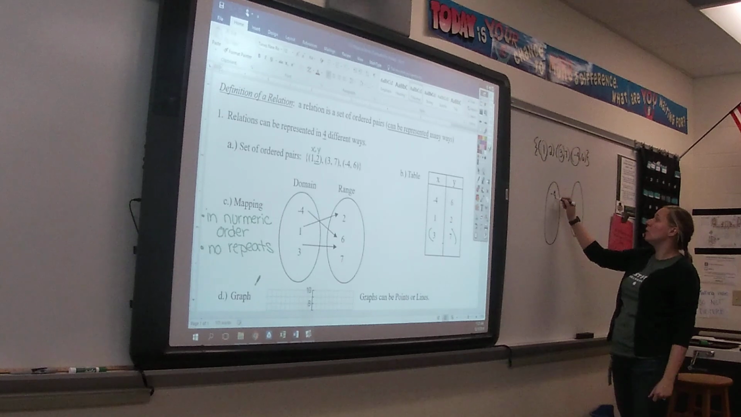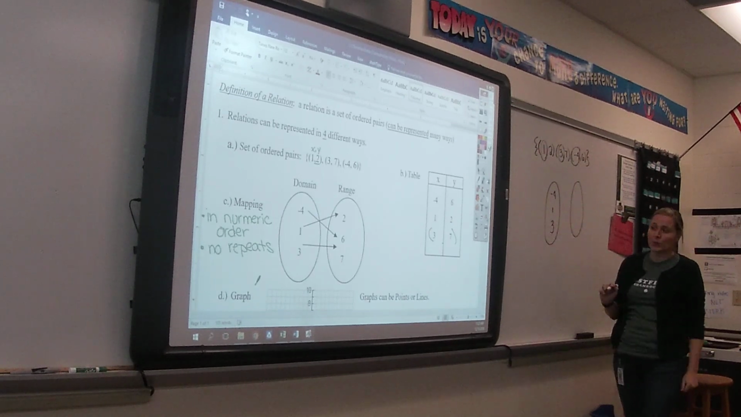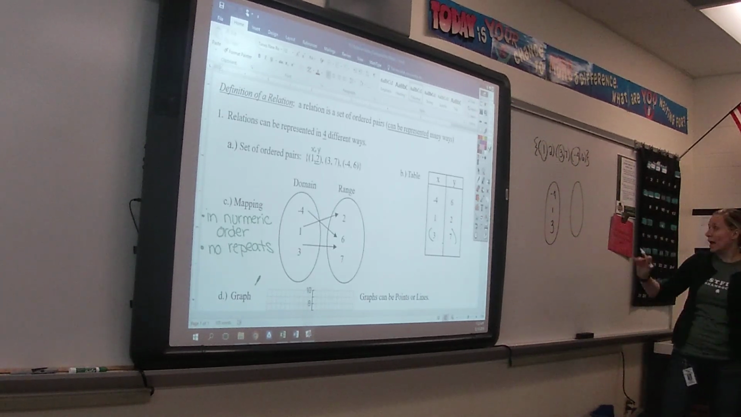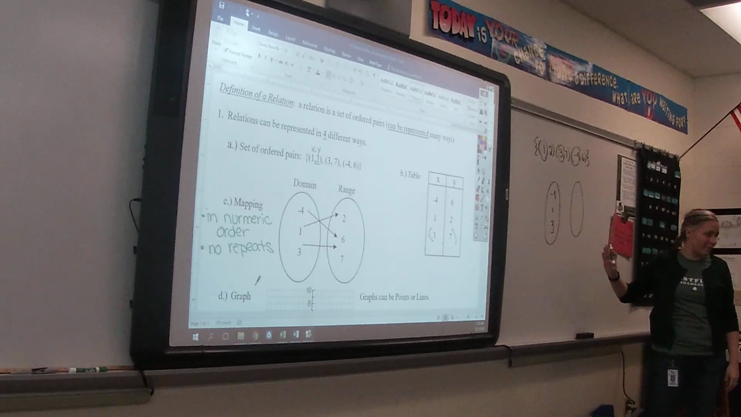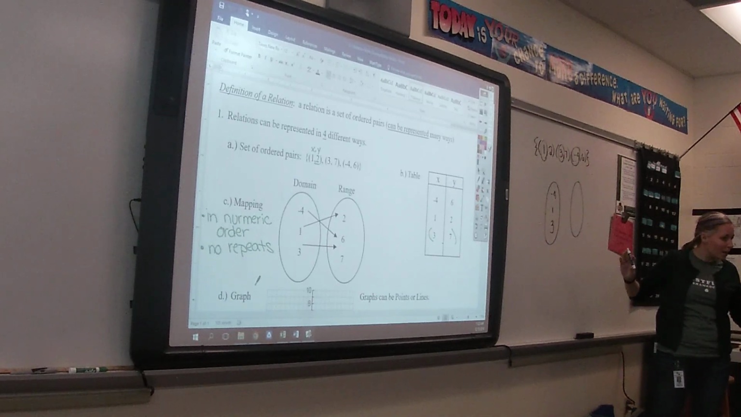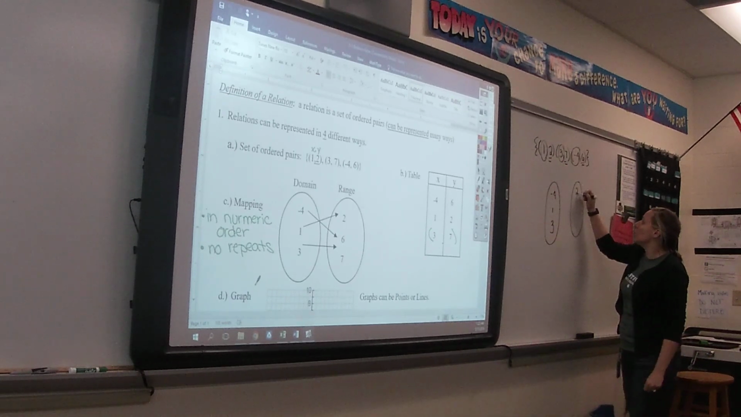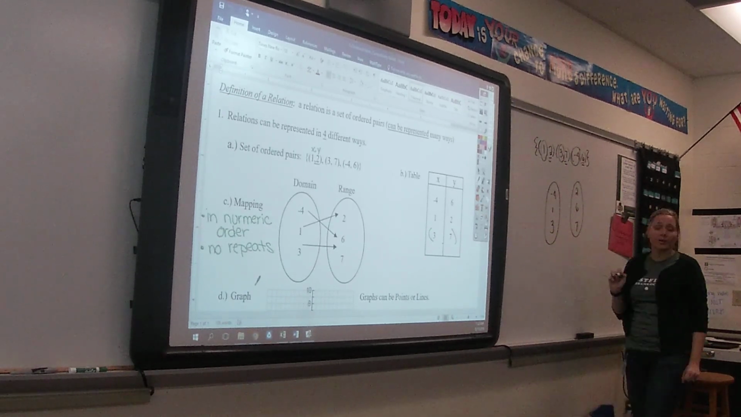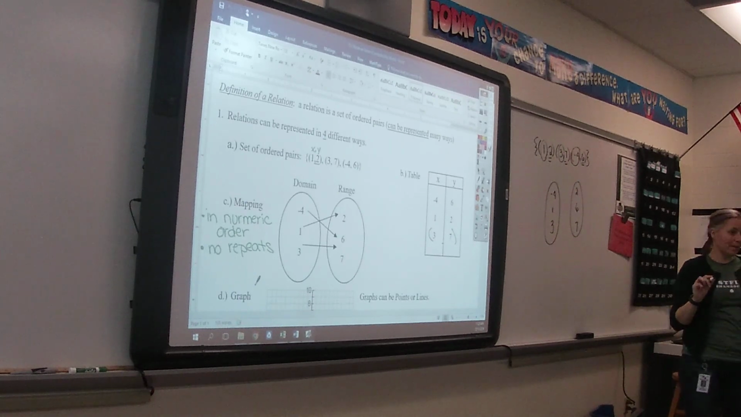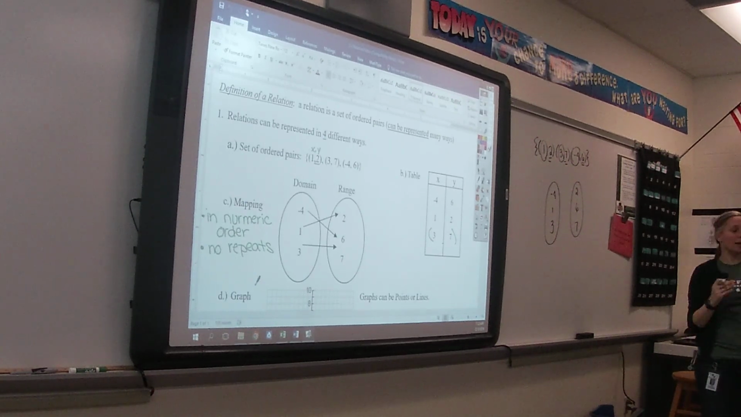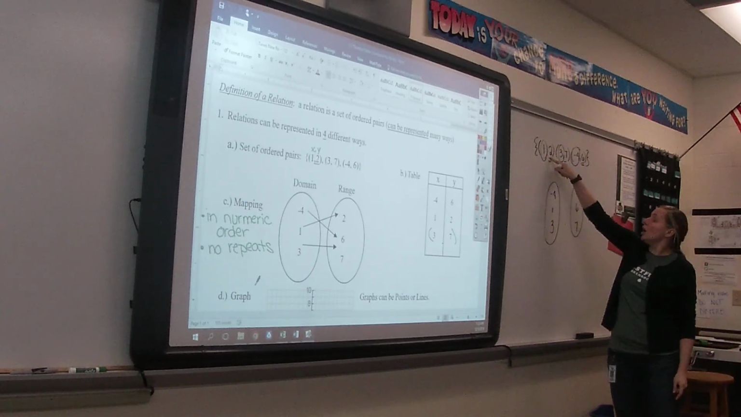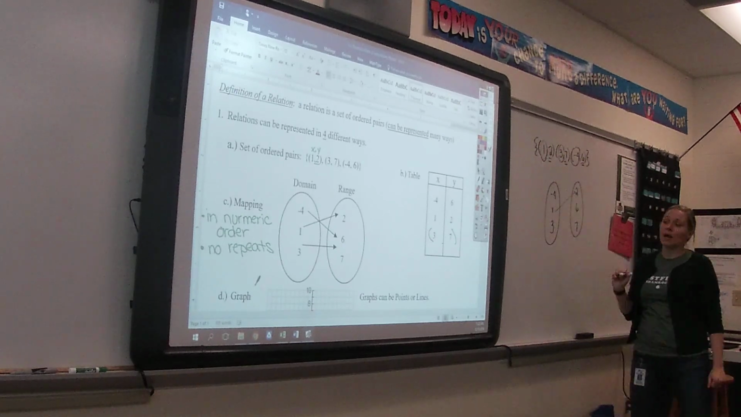So I have -4, 1, and then 3. Then in this bubble, I'm going to do all the y values. Where does the y value come in an ordered pair? The second one, right? So in order, 2, 6, 7. And then it's kind of like connect the dots, match the pairs. 1 goes to 2, so I'm making a line from 1 to 2.